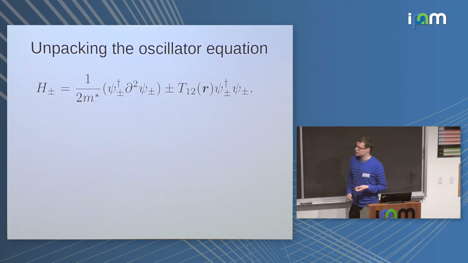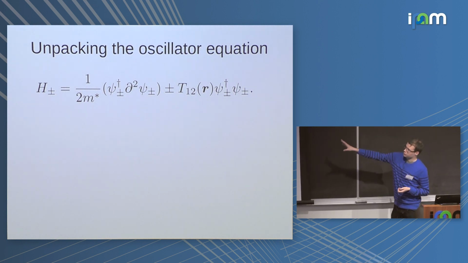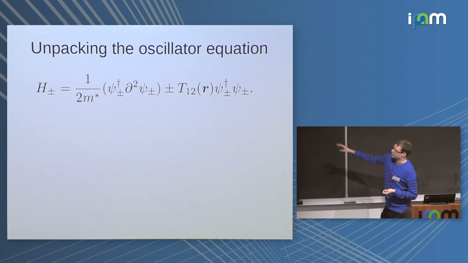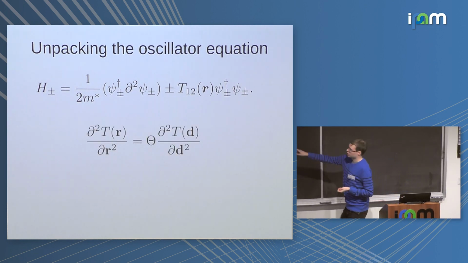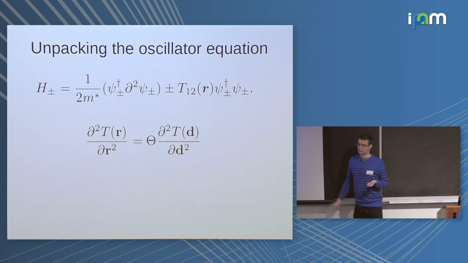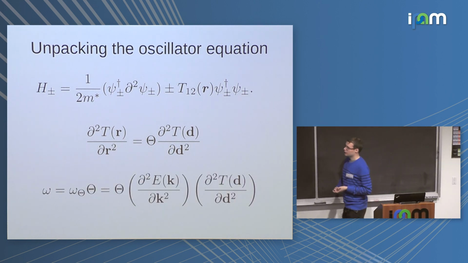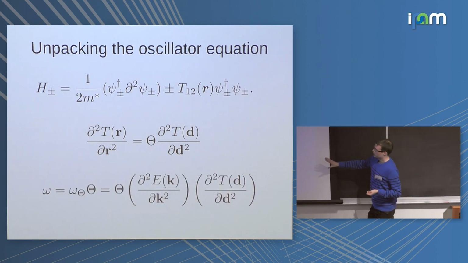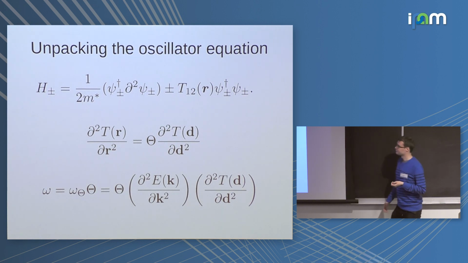Okay, so I'm going to go back to this oscillator equation and unpack it in a different way. Again, we said there was a quadratic term in the kinetic energy, a quadratic term in the potential energy. So let's explicitly do that. First, I'm going to change the dependence on R to a dependence on configuration. As I said before, that introduces a factor of theta. When you do this, you can rewrite this harmonic oscillator frequency in terms of this very symmetric formula. We basically have the curvature of the monolayer band times the curvature of the real space potential. This gives you the effective frequency of your moiré harmonic oscillator.